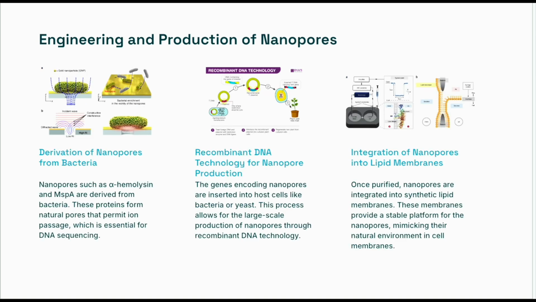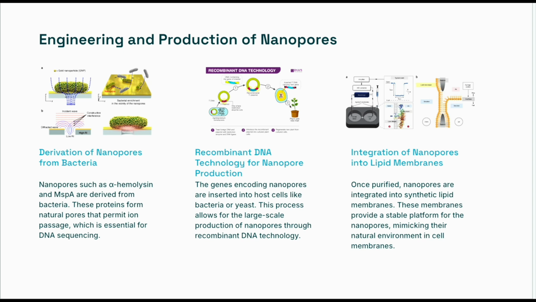These nanopores, such as alpha hemolysin and MspA, are derived from bacteria. These proteins form natural pores that permit ion passage, which is essential for DNA sequencing. The genes encoding these nanopores are inserted into host cells like bacteria or yeast. This process allows for large-scale production of nanopores through recombinant DNA technology.